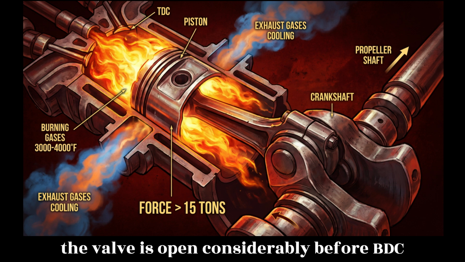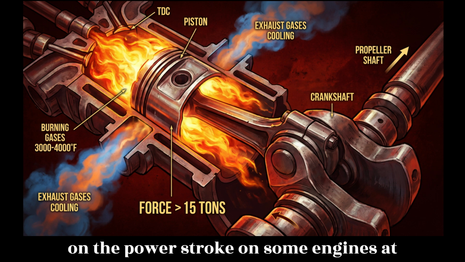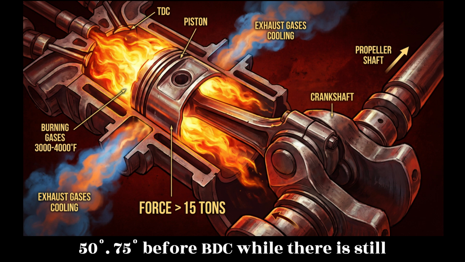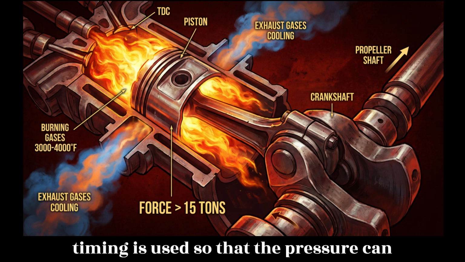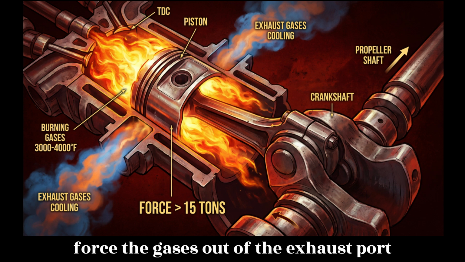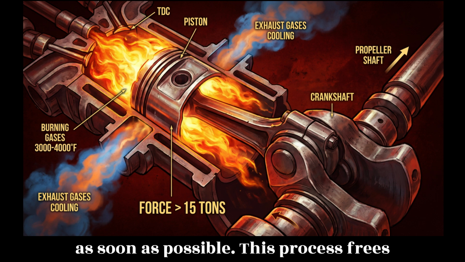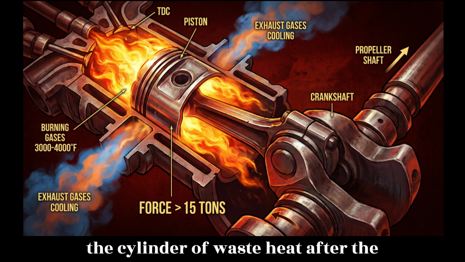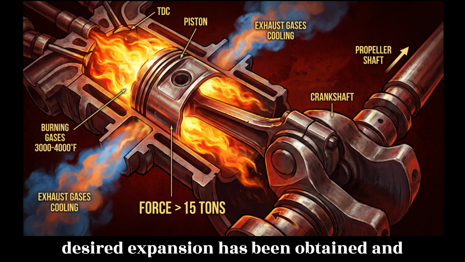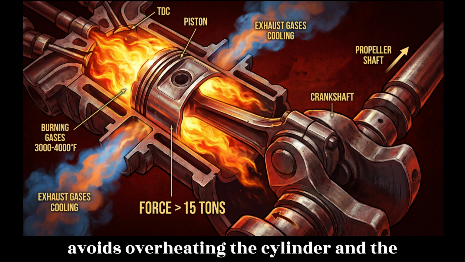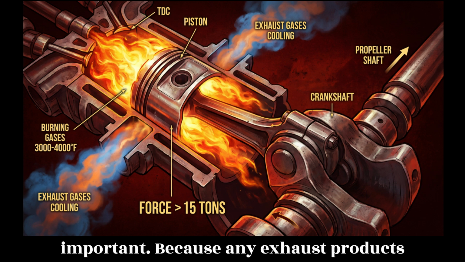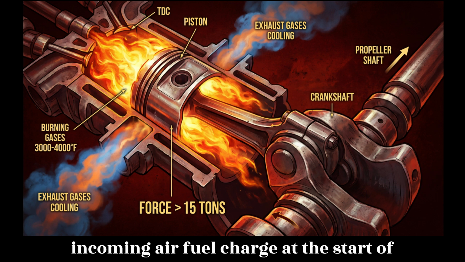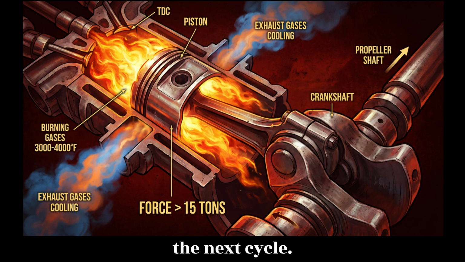The valve is open considerably before BDC on the power stroke, on some engines at 50 degrees and 75 degrees before BDC, while there is still some pressure in the cylinder. This timing is used so that the pressure can force the gases out of the exhaust port as soon as possible. This process frees the cylinder of waste heat after the desired expansion has been obtained and avoids overheating the cylinder and the piston. Thorough scavenging is very important, because any exhaust products remaining in the cylinder dilute the incoming air-fuel charge at the start of the next cycle.